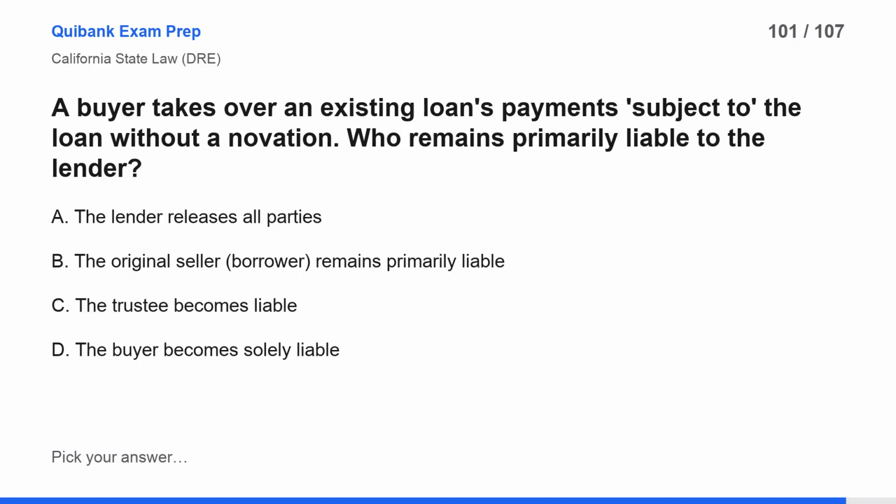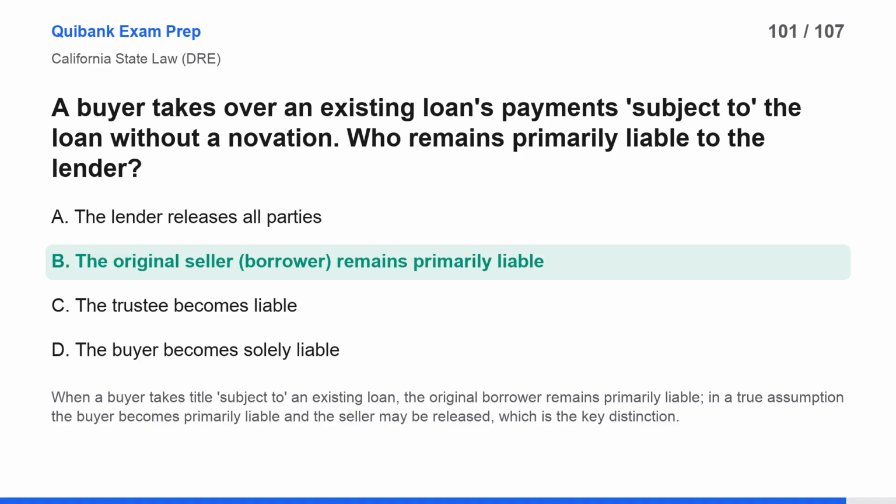Question 101. A buyer takes over an existing loan's payments subject to the loan without a novation. Who remains primarily liable to the lender? A. The lender releases all parties. B. The original seller borrower remains primarily liable. C. The trustee becomes liable. D. The buyer becomes solely liable.